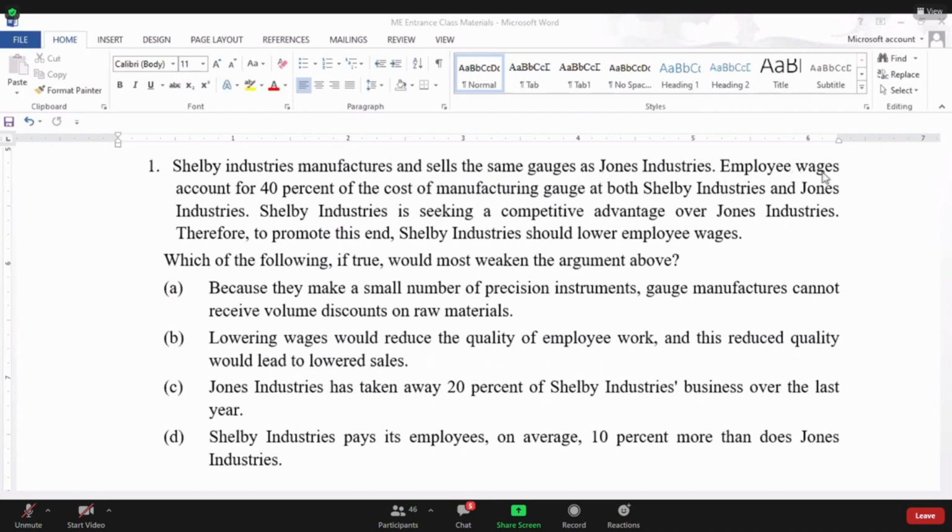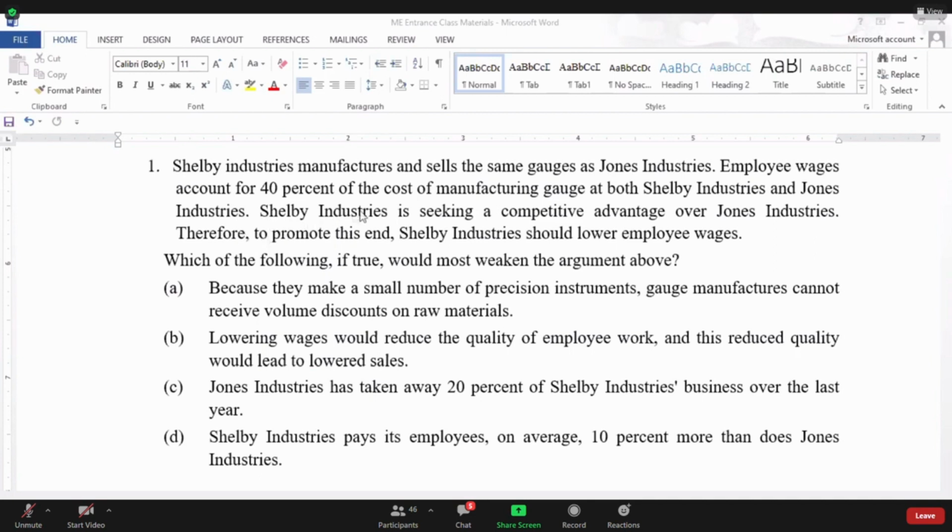Another, employee wages account for 40% of the cost of manufacturing gadgets at both Selva Industries and Jones Industries. Another point is, both the industries have the same payment to the employees. It means employees get the same amount at both industries. Payment to the employees is the same at both the industries.